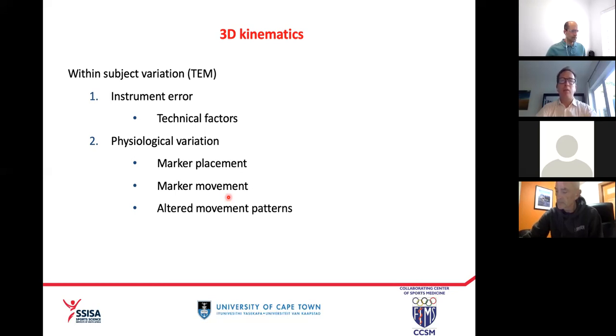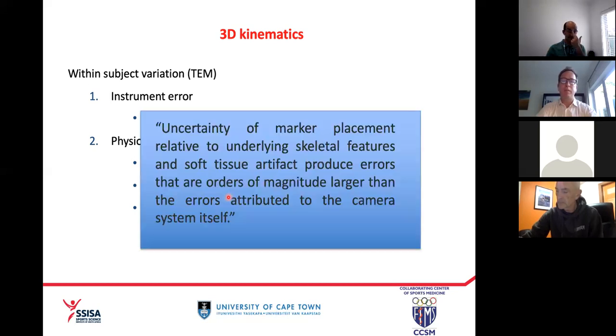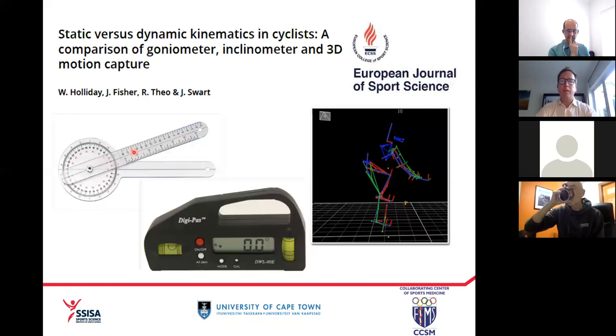And so combining all of those factors, and in fact, that paper I presented in the previous slide, this is actually a quote from the abstract: the uncertainty of marker placement relative to underlying skeletal features and soft tissue artifacts produce errors that are orders of magnitude larger than the errors attributed to the camera system itself. So how big are those errors?